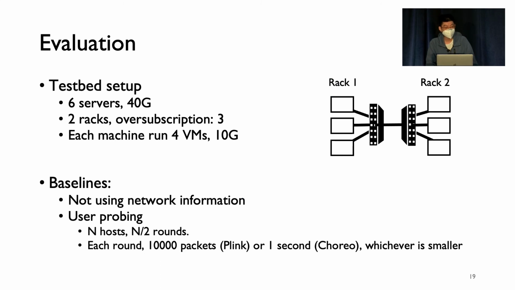We evaluate NetHint on a small but real testbed and in large-scale simulations. The network topology in both the testbed and the simulation has an oversubscription ratio of 3. We compare NetHint with 2 baselines, not using any network information, and user probing. For user probing, if the tenant has n hosts, the user probing runs in n/2 rounds, where each round's latency is either the latency to send 10,000 packets or 1 second, whichever is smaller.